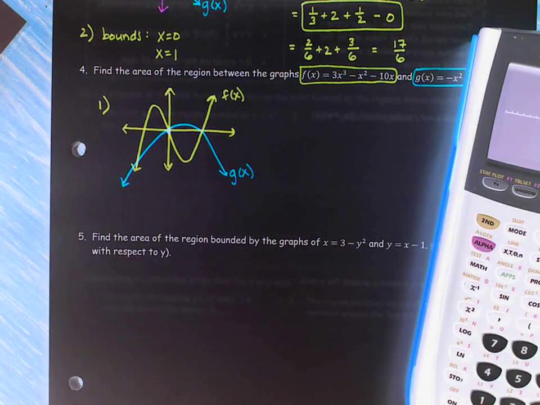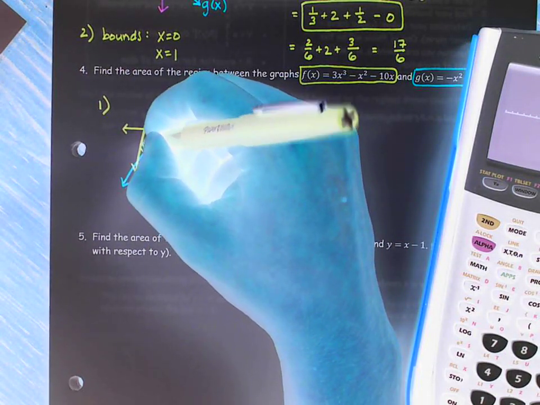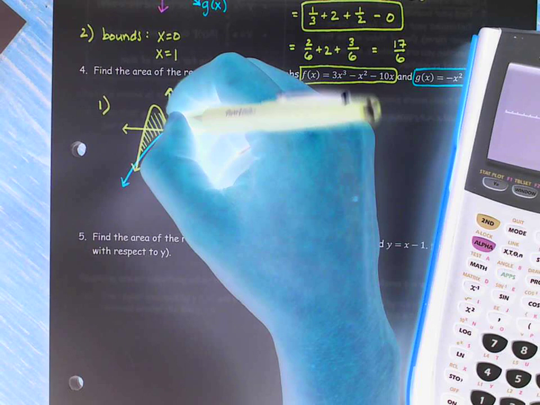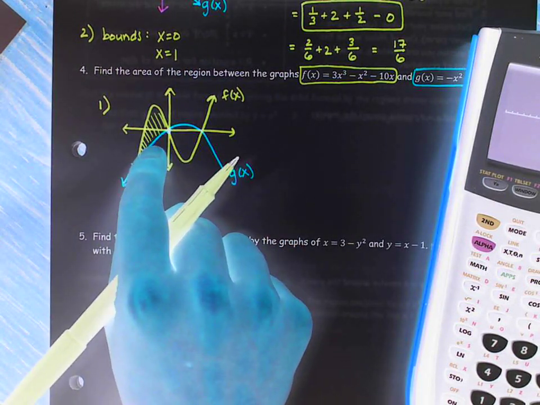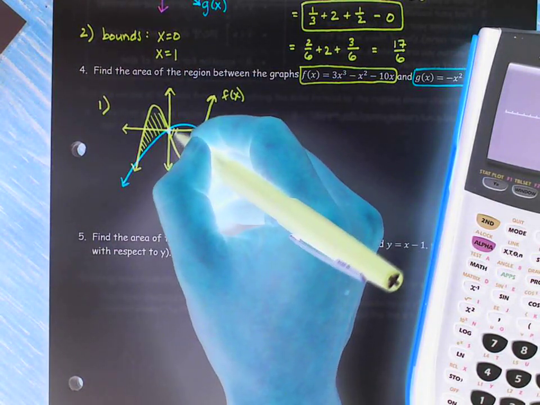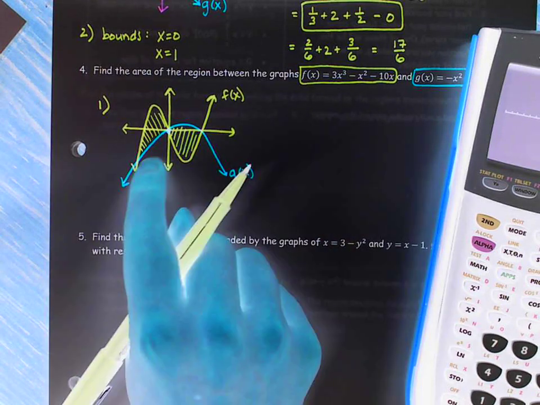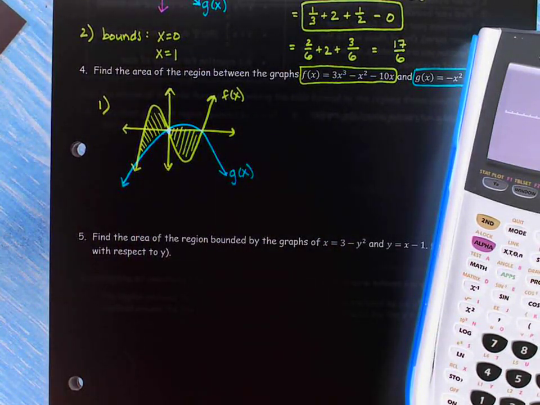So what I need to find is the area in here, but you'll notice for this section, again, f of x is on top, g of x is on the bottom. And then I need to find the area in here, and you'll notice for this section, g of x is on the top and f of x is on the bottom.